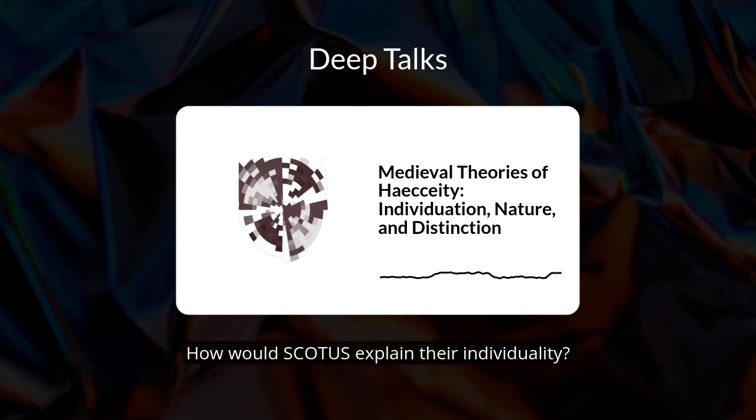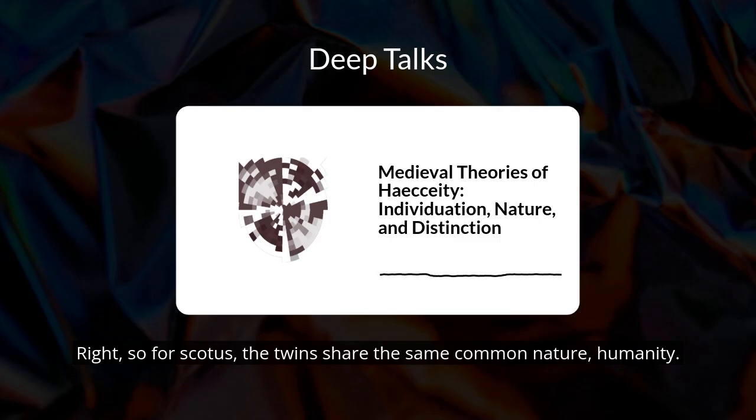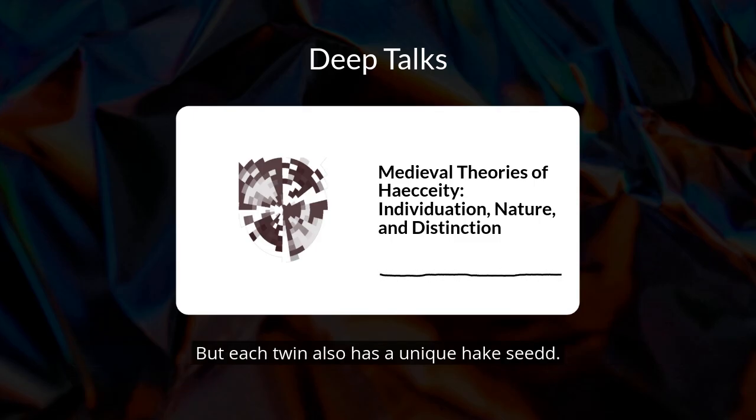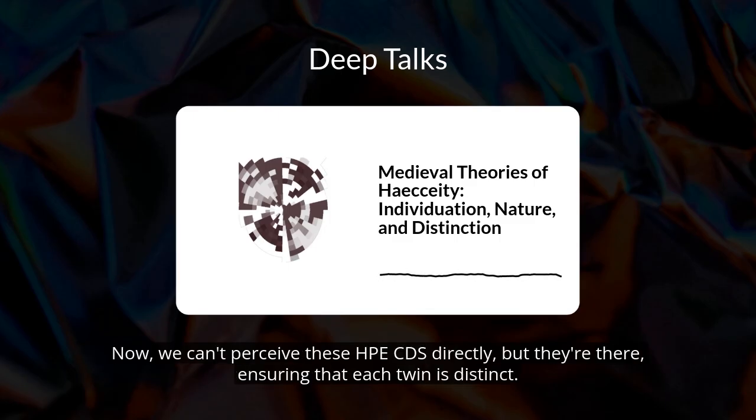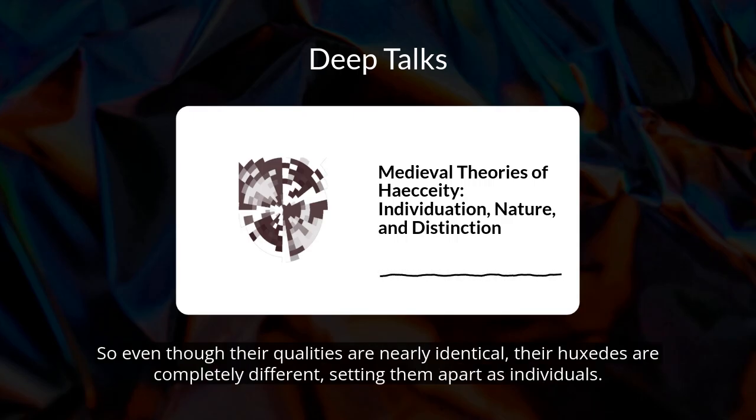Okay. How would Scotus explain their individuality? So for Scotus, the twins share the same common nature, humanity. But each twin also has a unique Haecceity. And that Haecceity is what makes one twin this twin and the other twin that twin. Now, we can't perceive these Haecceities directly, but they're there, ensuring that each twin is distinct. So even though their qualities are nearly identical, their Haecceities are completely different, setting them apart as individuals.